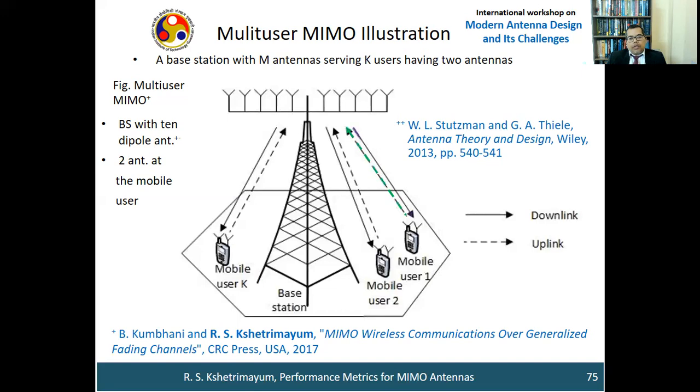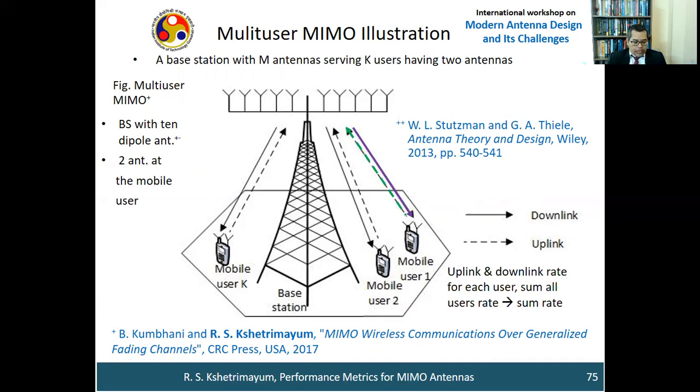So here the communication is a little bit different. Whenever a mobile phone is sending a signal to the base station, we call this uplink, because mobile phones are at a lower elevation and the base station is at a higher elevation. When you're sending a signal down from the base station to the mobile user, we call this downlink. Because of that, there will be two kinds of channel capacity. One is called uplink sum rate, another is called downlink sum rate.